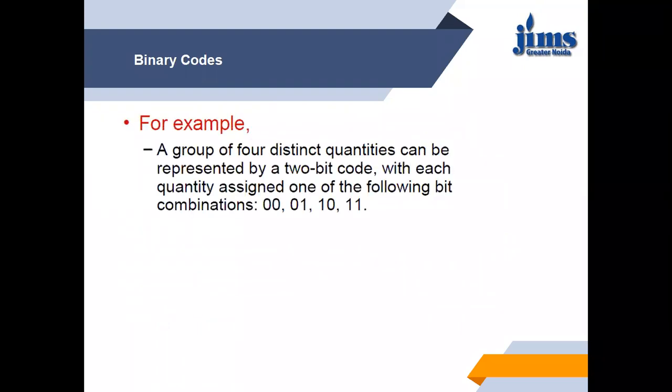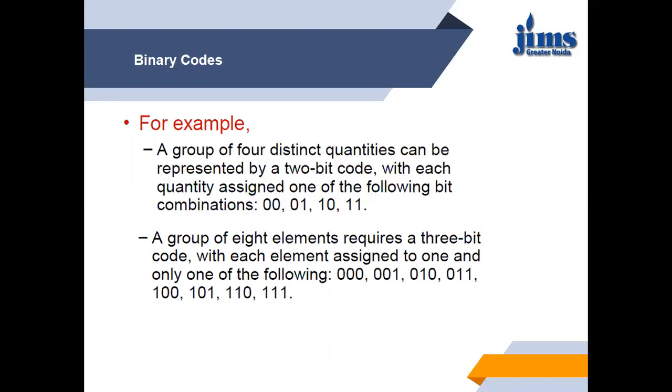Take an example. Suppose a group of 4 distinct quantities can be represented by a 2-bit code. With the same formula, we have a total of 4 combinations, so 2 raised to the power n equals 4. When we solve for n, it comes to be 2. So with the 2-bit code we can represent 4 combinations, and these are 00, 01, 10 and 11. These are the 4 unique combinations that can be formed with 2 bits, and no further combination is left which can be represented by 2 bits.